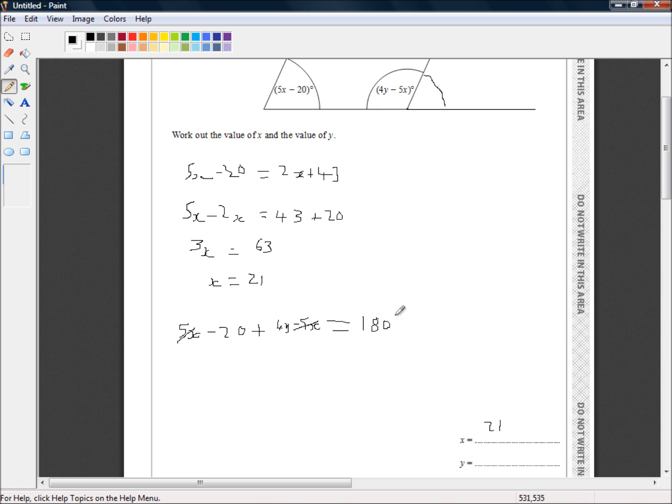If we take that minus 20 over to the other side, it becomes plus 20. So we're basically just adding 20 to both sides. So we've got 4y is equal to 180 plus 20. So 180 plus 20 is 200, so 4y is equal to 200. So y is equal to 200 divided by 4. Well, 4 goes into 20 5 times, so 4 into 200 is 50. So y is equal to 50.